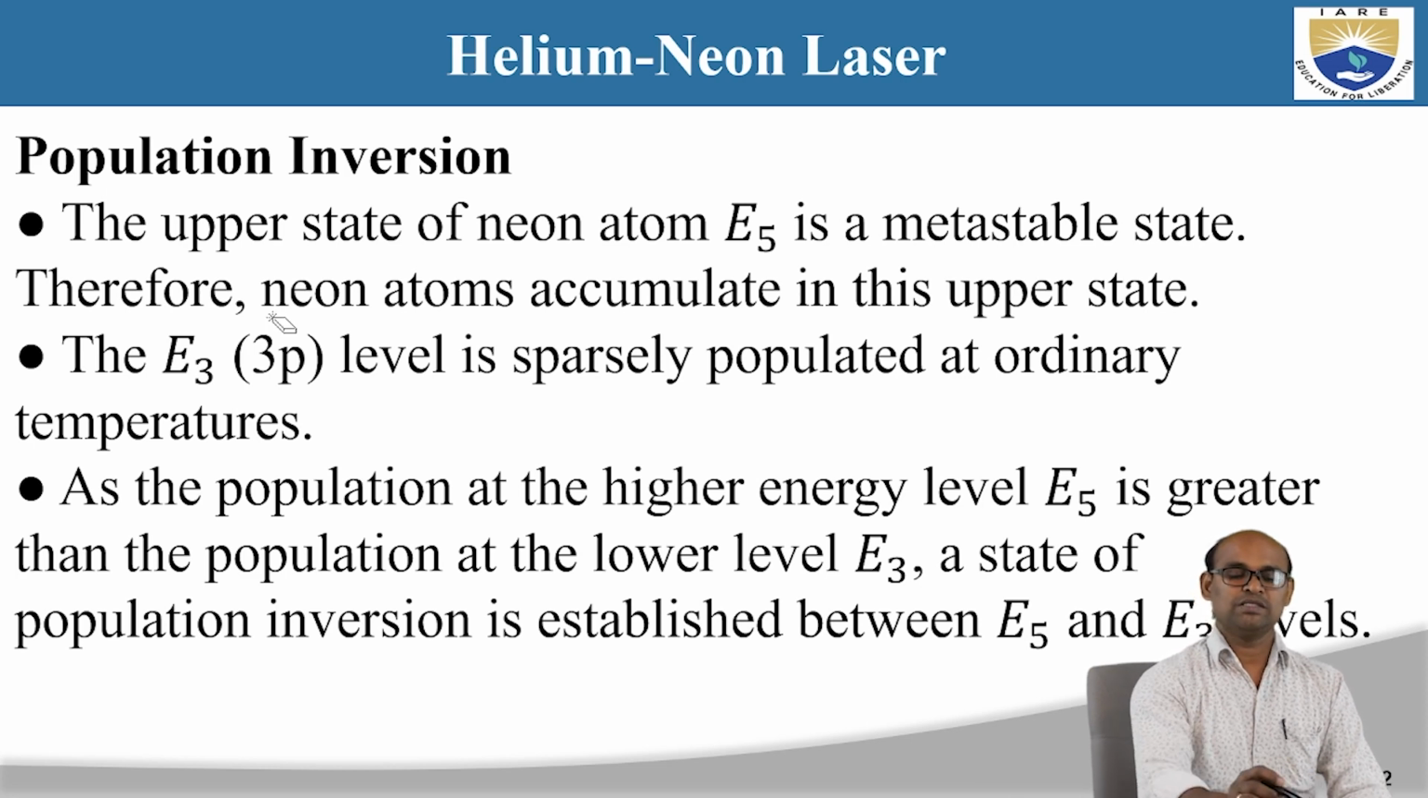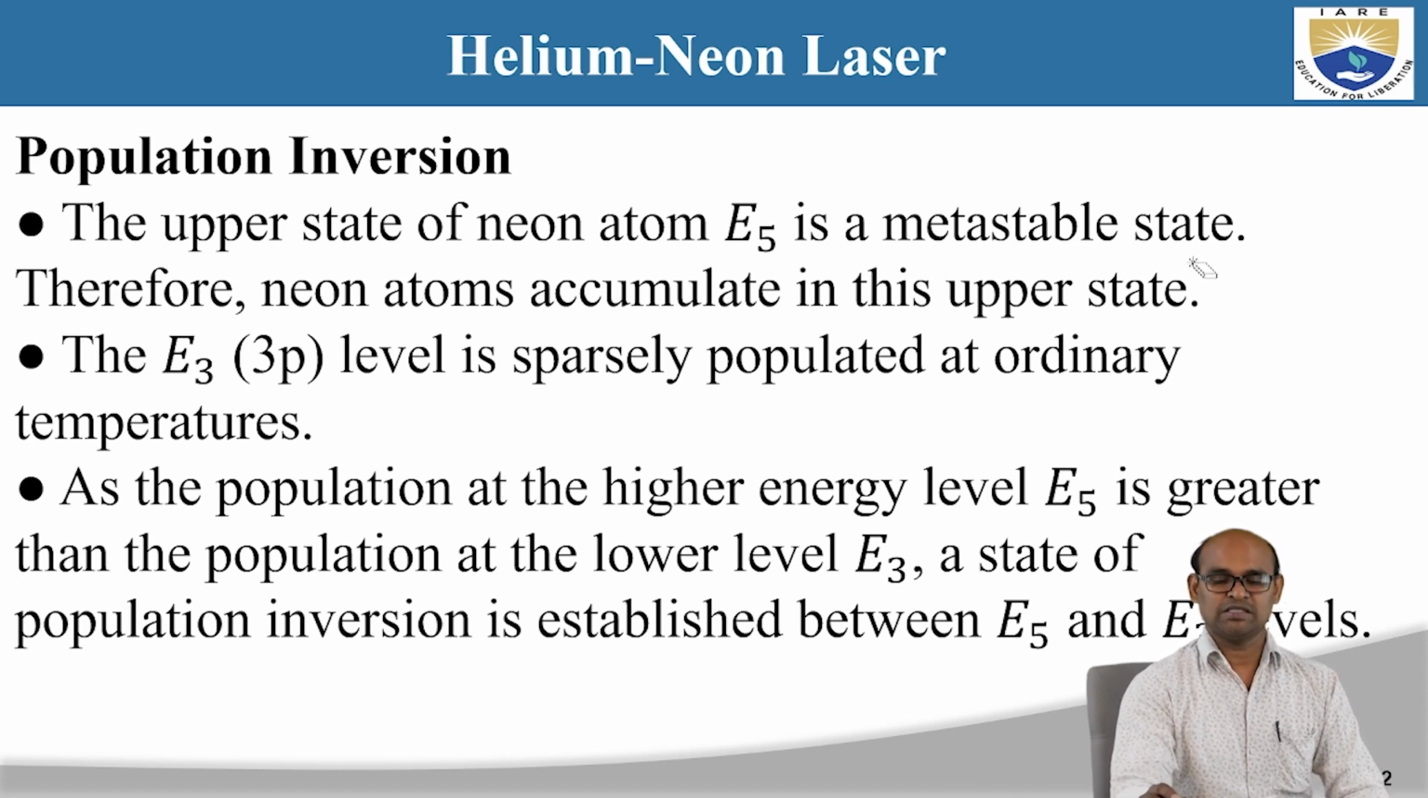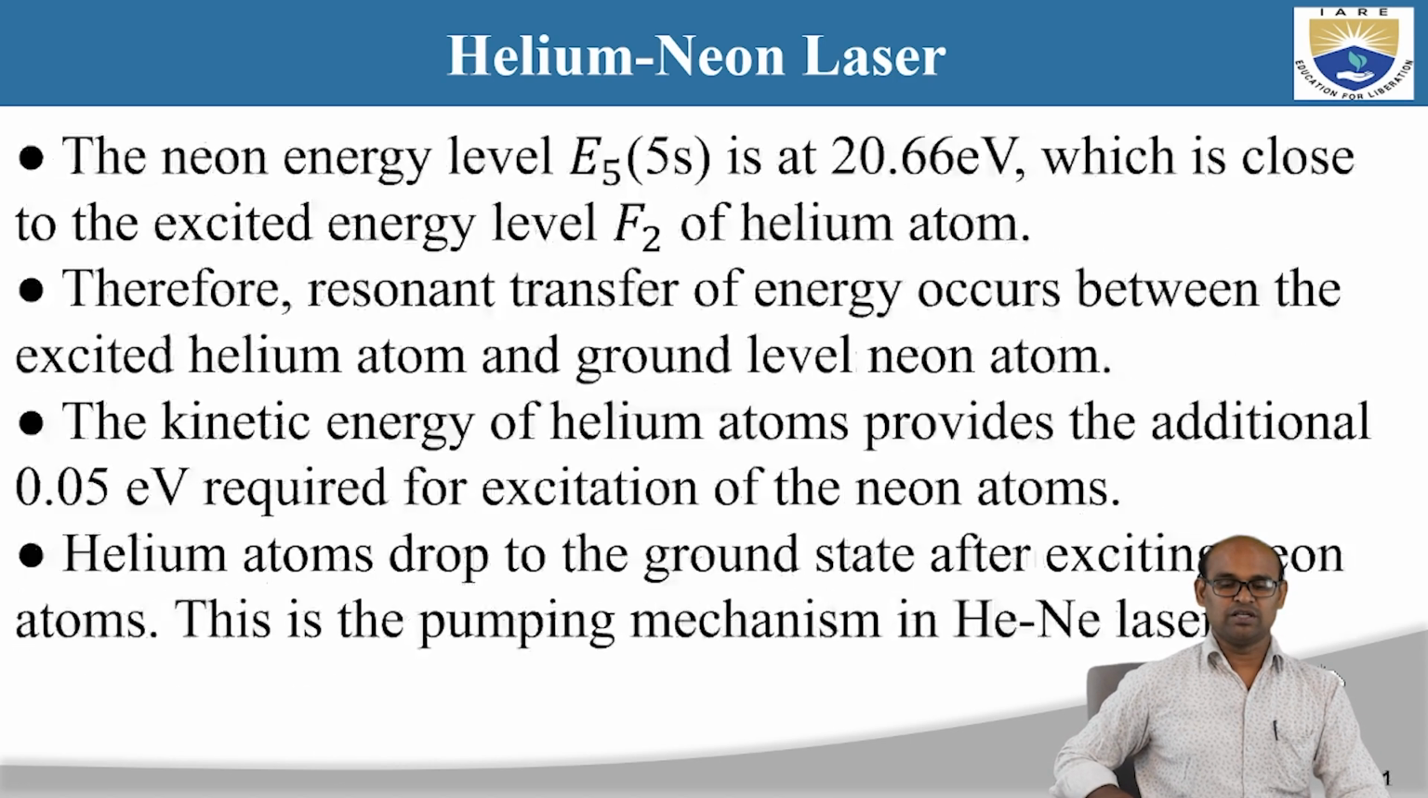The upper state of the neon atom, E5, is a metastable state. Therefore, neon atoms accumulate in this upper state. The energy level E3 is sparsely populated at ordinary temperatures. As the population at the higher energy level E5 is greater than the population at the lower energy level E3, a state of population inversion is established between the E5 and E3 energy levels.